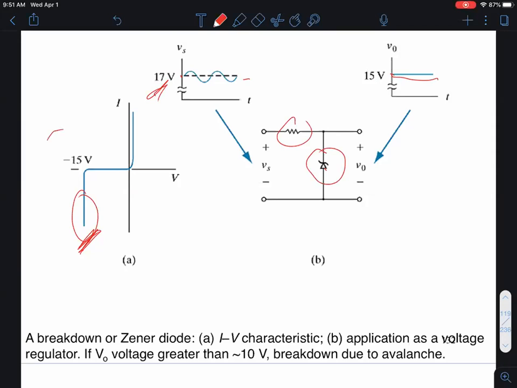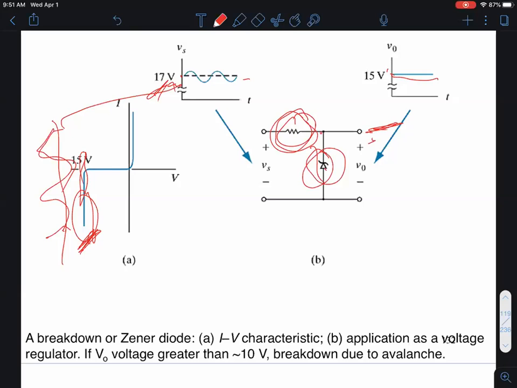I'm supplying a voltage to the diode in reverse bias with a mean value of 17 and a sine voltage, right? But that causes such a high current in the diode that all that extra voltage above 15 volts would be basically dropped across this load resistor. And what you'd measure at this output would be this 15 volts that this diode clamps the voltage to, right? So that's a very simple voltage regulator, okay? And these you can buy in the market. These are sometimes known as Zener diodes.